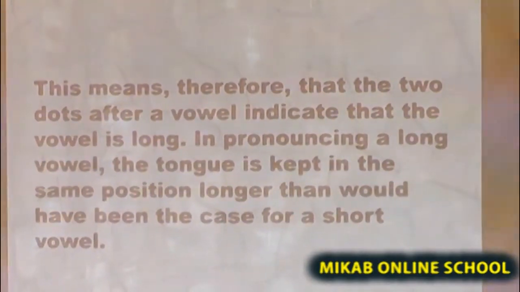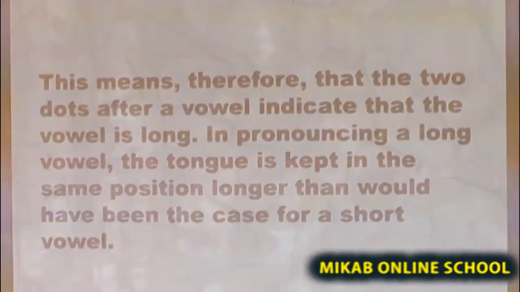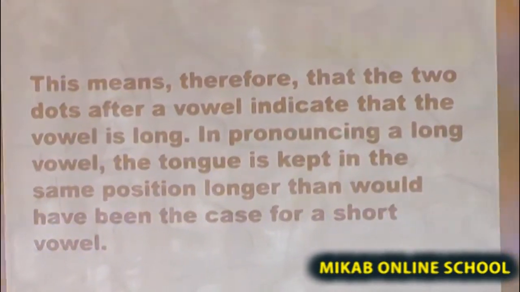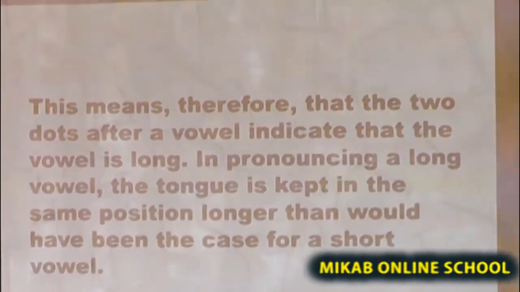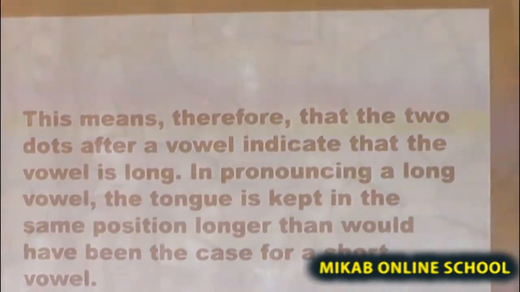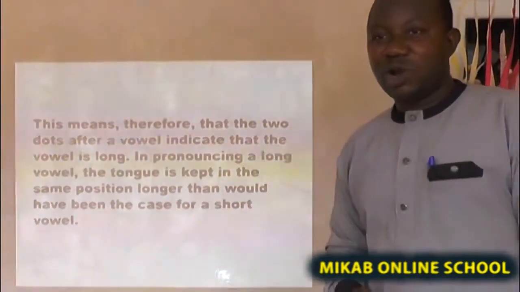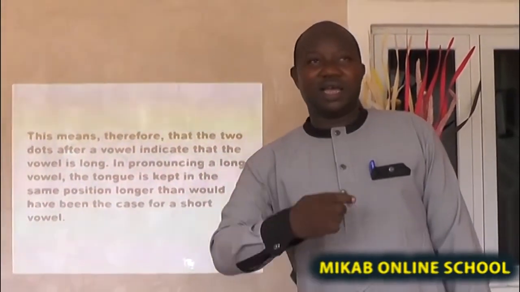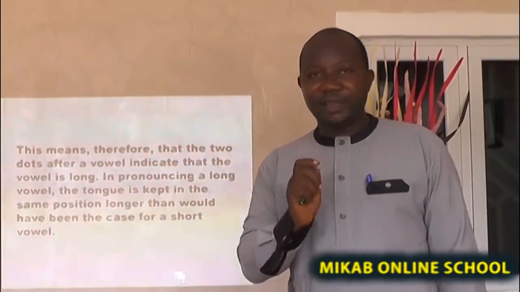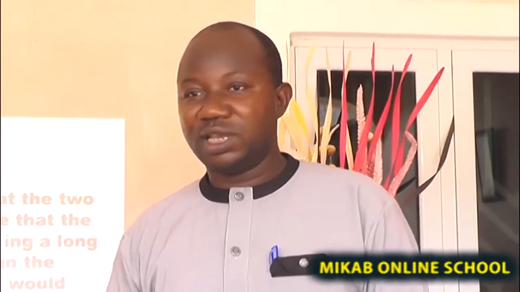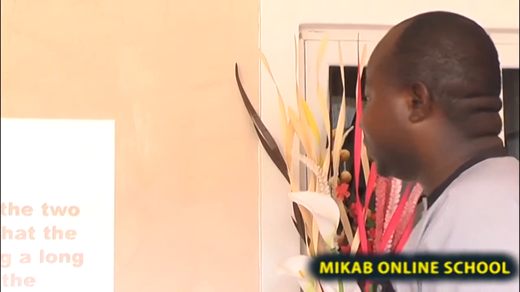This means therefore that the 2 dots after a vowel indicate that the vowel is long, as I've explained. In pronouncing a long vowel, the tongue is kept in the same position longer than it would have been under monophthong. That is, under short vowel we talked about i. The tongue will remain at the same position when we want to prolong it. So that is another unique thing about the long vowel sound.